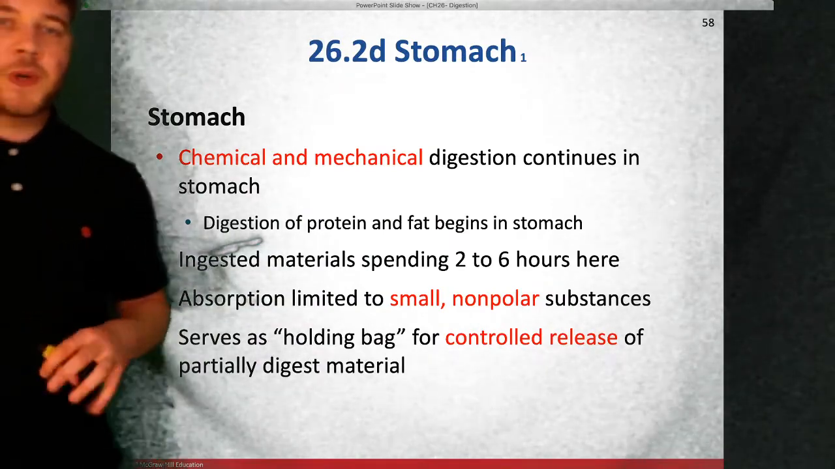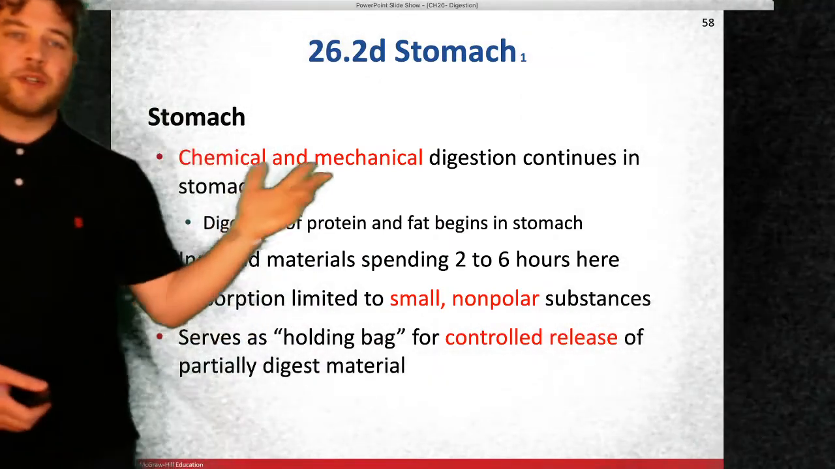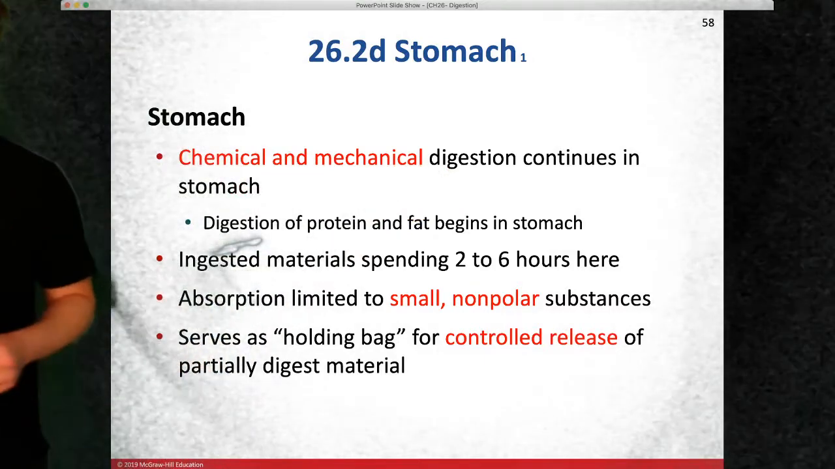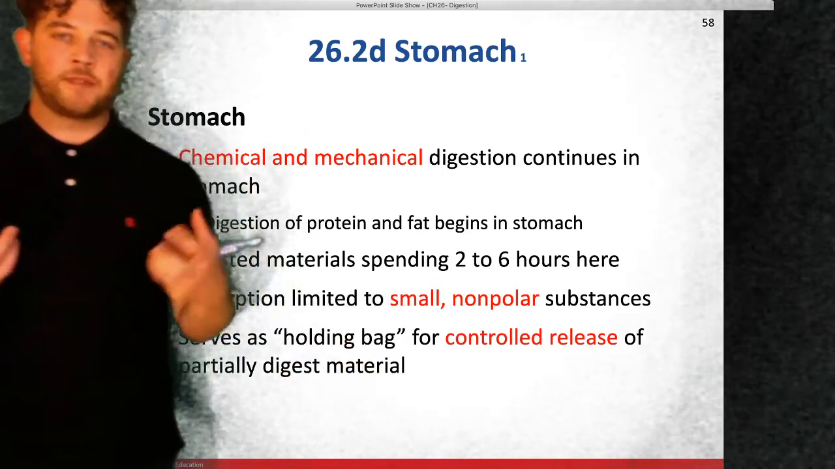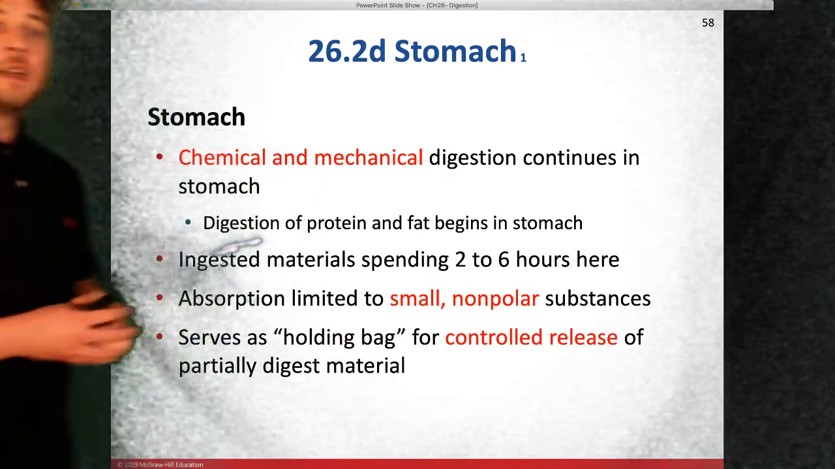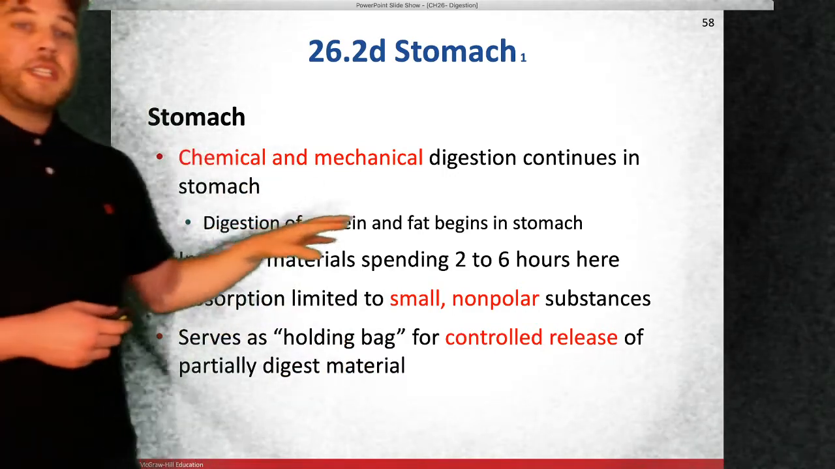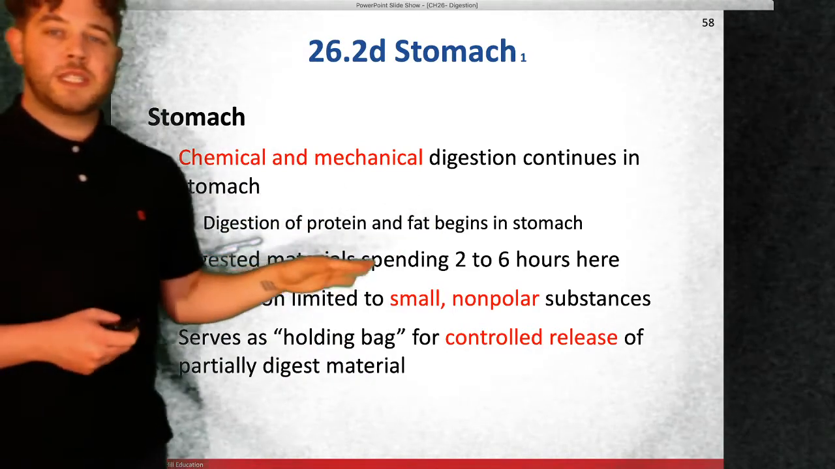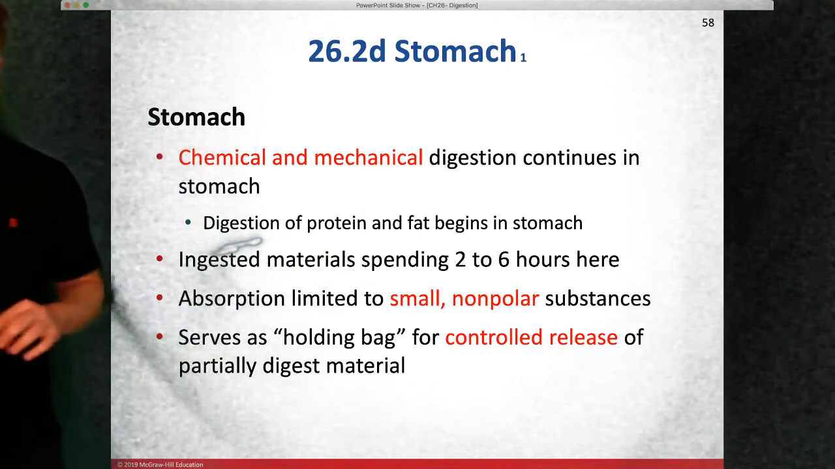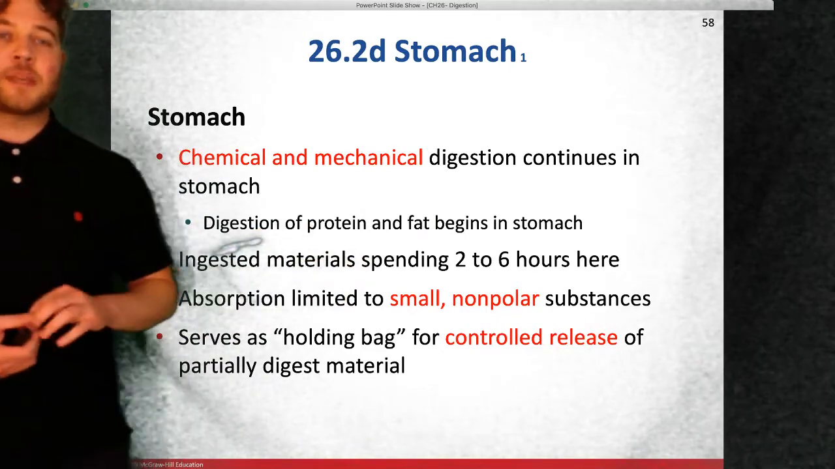All right, now that we're in the stomach, we can start talking about chemical and mechanical digestion. Continuing here, notice that when we were in the pharynx and the esophagus, we did not mention any kind of digestion. There's none happening. Digestion of proteins and fat begins in the stomach. Your ingested materials spend about 2 to 6 hours here, and absorption becomes limited to small nonpolar substances.